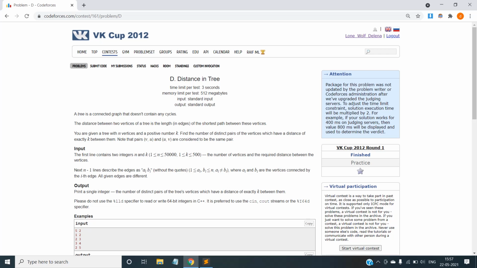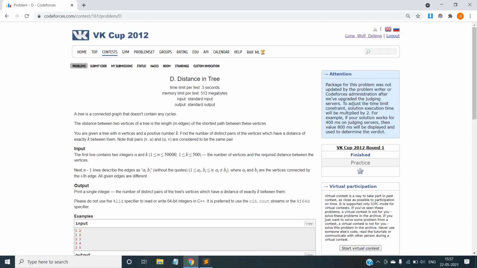We will solve this problem with a two-dimensional DP, where dp[i][j] will represent the number of pairs that contain the ith vertex and whose distance is equal to j. So i will vary from 1 to 50,000, the index of the vertex, and j will vary from 1 to k, the distance between them. Through the constraints, we can see that we can solve this problem with a two-dimensional DP without leading to time limit exceeded.